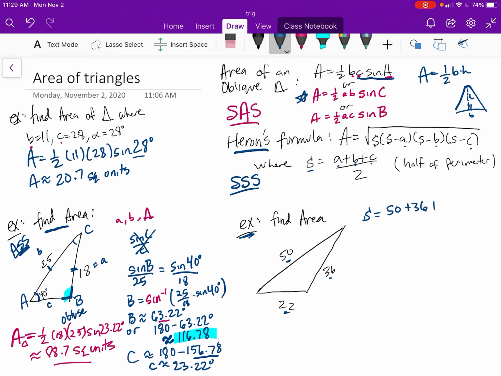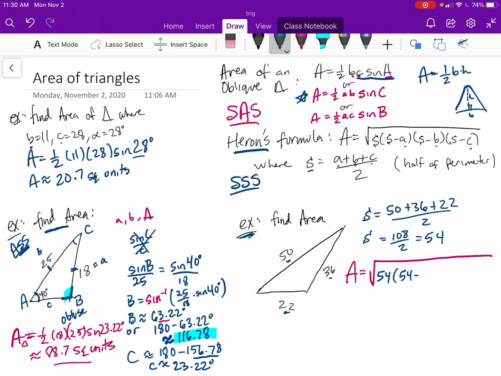50 plus 36 plus 22 would be my perimeter. Divide that by 2. So we get, what was that, 86, 108 divided by 2. We get 54. Okay. So s is 54. Now we're going to need a calculator because I'm not multiplying this all out. But the formula says, let's switch colors, to take the square root of s, 54, multiplied by s minus a. So I'm going to write this out, but usually I just do this step in my head.